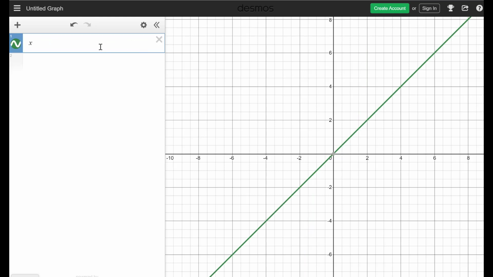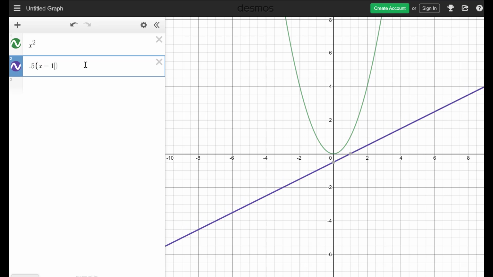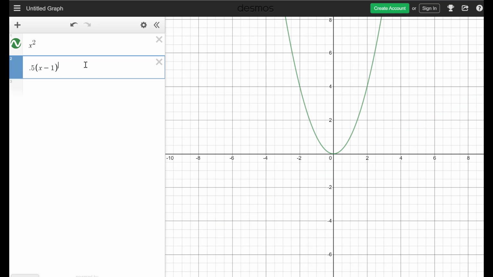Let's first graph x squared, since I've already said that that's what we're basing this graph off of. The next one is going to be 1/2 times, if I remember, x minus 1 to the 4th power. Okay, there's our graph. I flattened it out way too much when I multiplied it by 1/2. It does vertically compress it, I just flattened it out more than I should have. You can see here the graph in green of x squared, and the graph in purple is 1/2 times x minus 1 to the 4th power.